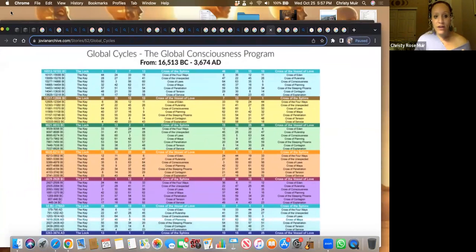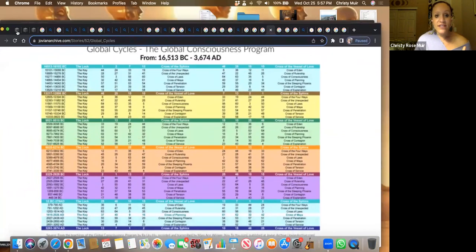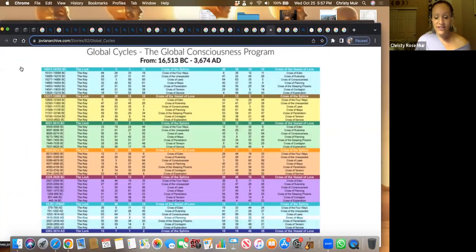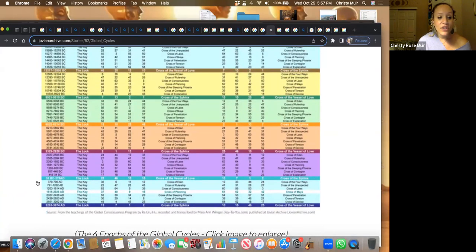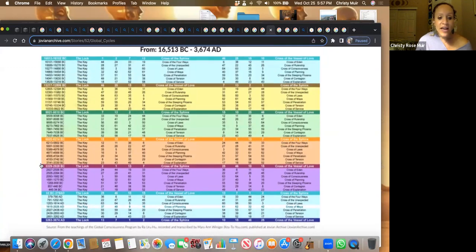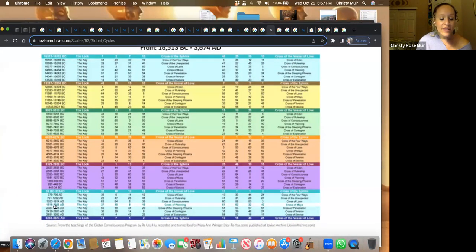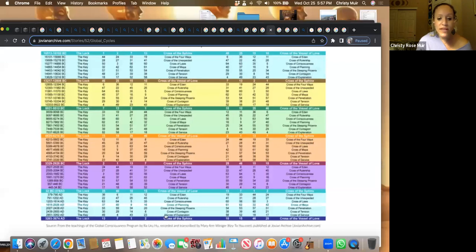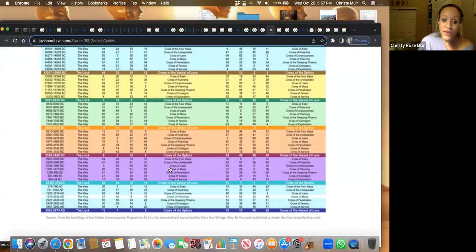And they have this calendar of these cycles of consciousness that have been unfolding. They start here in 16101 BC, and this particular graph goes up to 3674 AD. And as you can see, we're right here in this cross of planning, as they call it, from 1615 to 2026. And then we're moving into a new global cycle as a part of the global consciousness program.